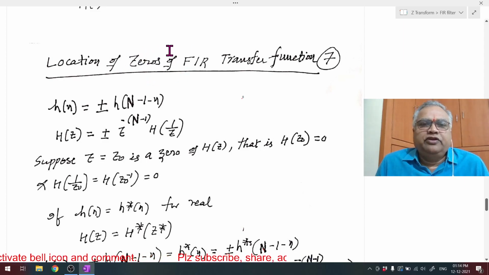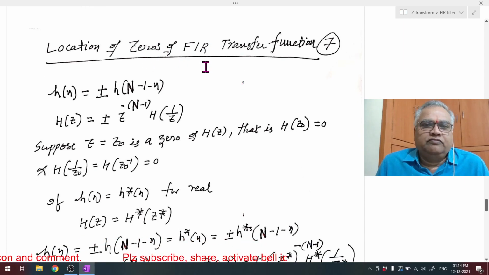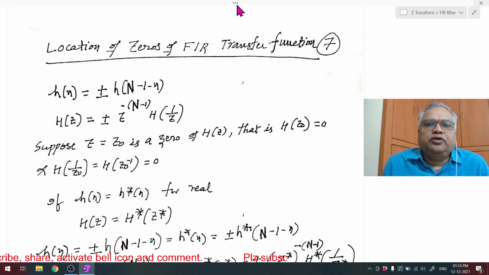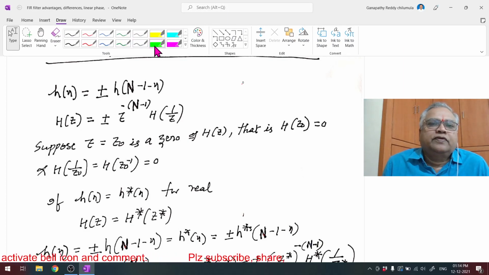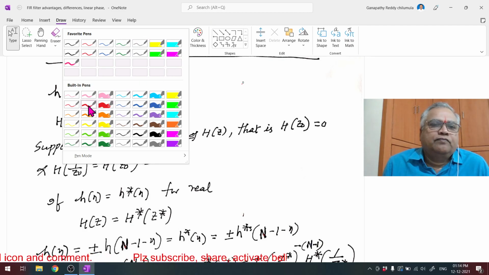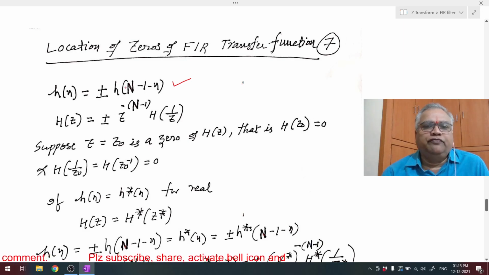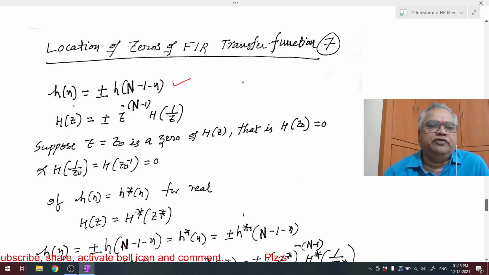So what is the behavior of zeros of FIR filter? As you know, the impulse response h of n is symmetric or it can be anti-symmetric. If it is symmetric, plus will come, anti-symmetric, minus will come. We know already this. And how the frequency response will be, previous class studied. Now we are finding zeros behavior.